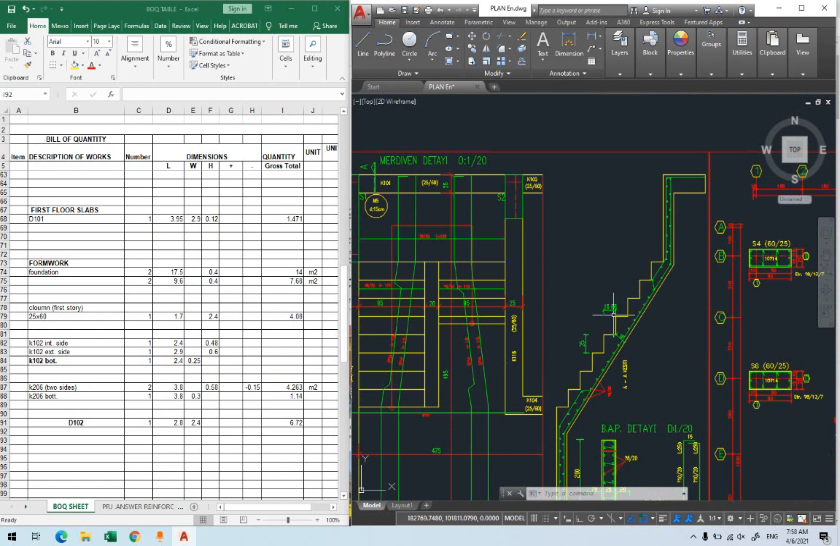That will be enough to know for foundation, beams, ground beams, columns, and slab.